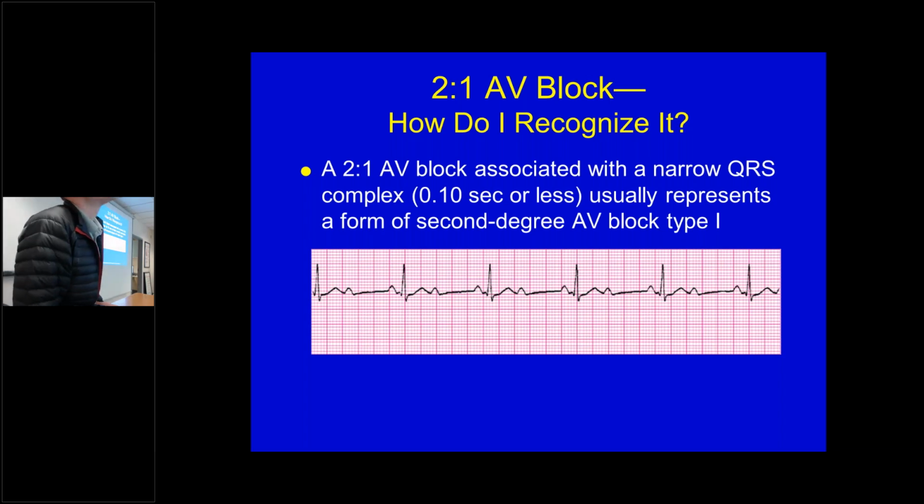Wait, why wouldn't it be what? A type 2, a second degree type 2 block. Because where is it happening? It's happening right after the T each time. But look at the QRS complex. It's normal, right? If the QRS complex is widening, that means the site of injury is below the AV node. We know this is not below the AV node because the QRS is normal. So it's at the AV node, which makes it a type 1. Does that make sense?